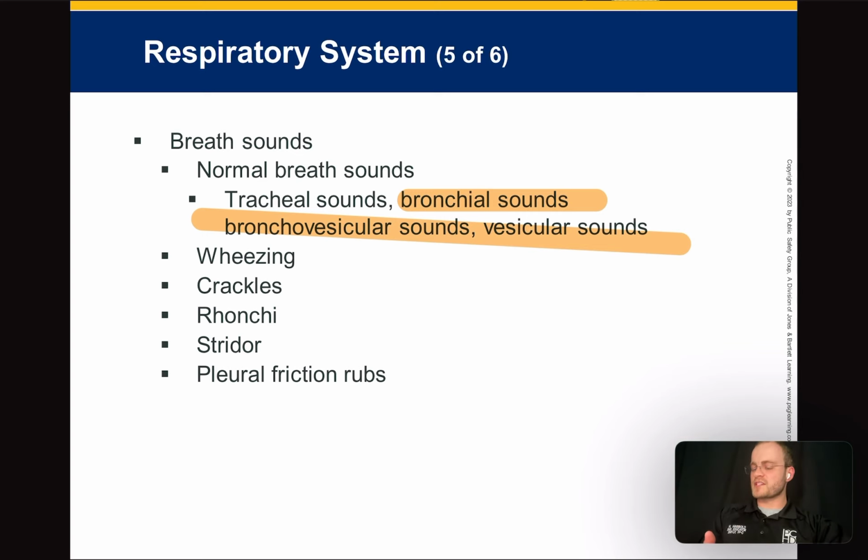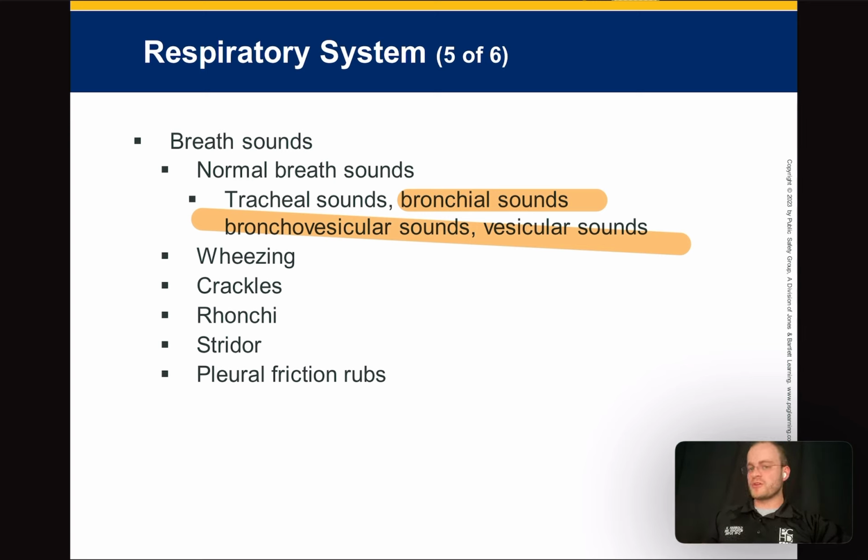Wheezing, again, this is an expiratory issue, almost always from obstructive pathology: asthma, COPD, emphysema, bronchitis, bronchiectasis, those things. We're going to talk about these in the respiratory chapter. But it's a high-pitched expiratory noise, okay? And I'm going to link below in this video a video with what those sound like.